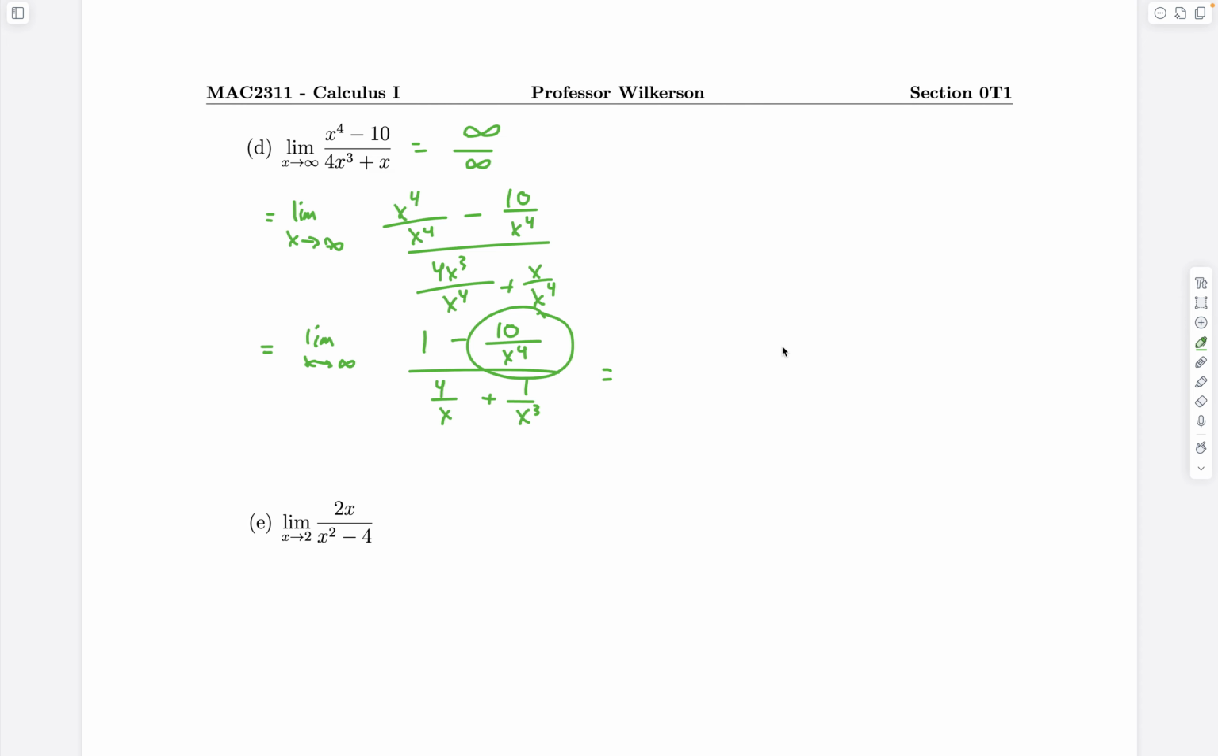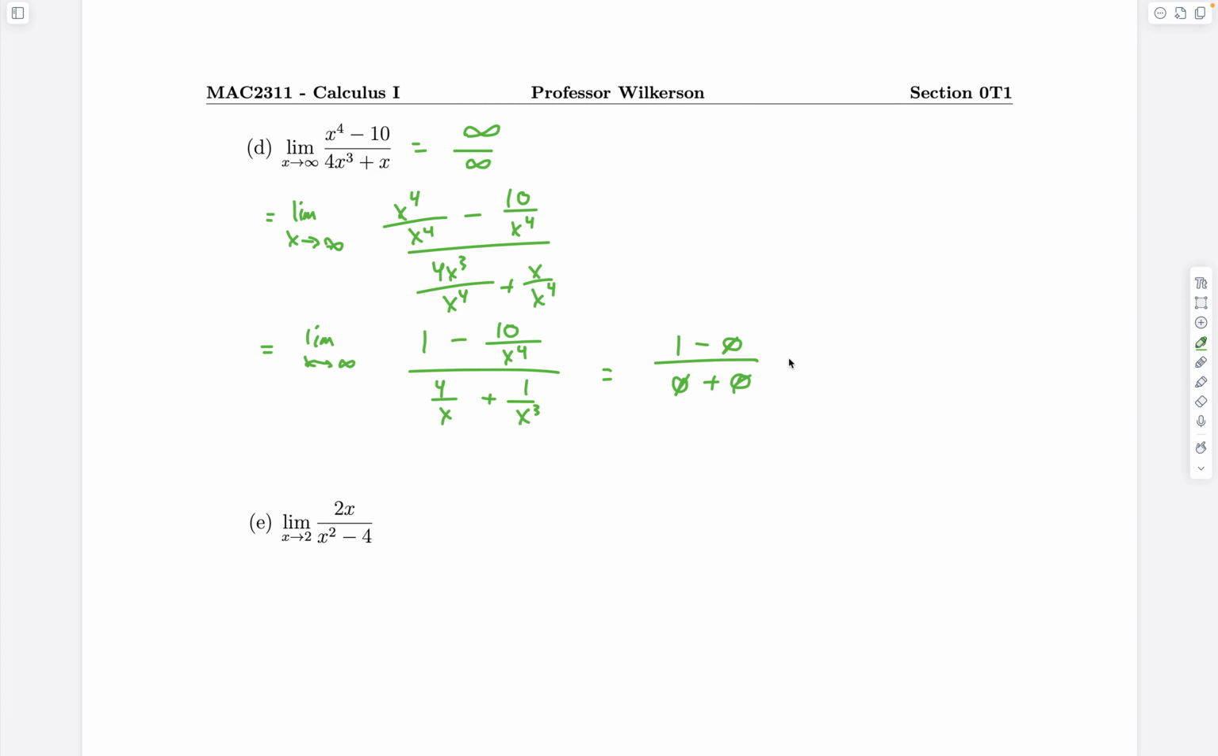So here I get a 1. This term goes to 0, right? And then subsequently in the denominator, 4 over infinity would go to 0 as well. And then 1 over infinity, well, that's 0, right? So as we approach infinity, those terms kind of turn to 0. We're getting 1 over 0, right? So 1 over 0, which is pushing towards infinity.